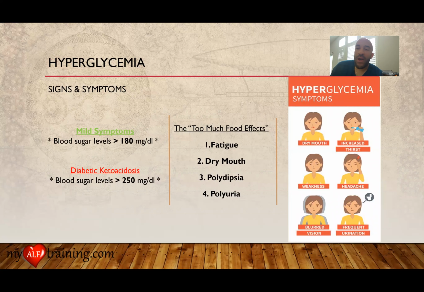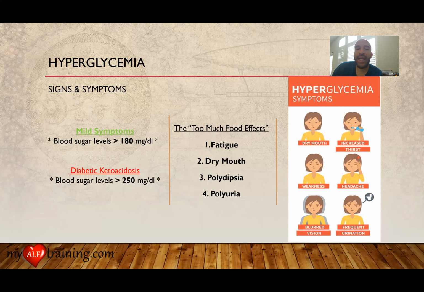Now, we've taken care of our patient with hypoglycemia. We restored their blood sugar to where we want it to be. We go into our next patient's room and they have hyperglycemia. So the first thing here you'll see is the hyperglycemic symptoms, the image I have to your right. Some signs and symptoms would be dry mouth, increased thirst, weakness, headache, blurred vision, or frequent urination. These are all symptoms of hyperglycemia.